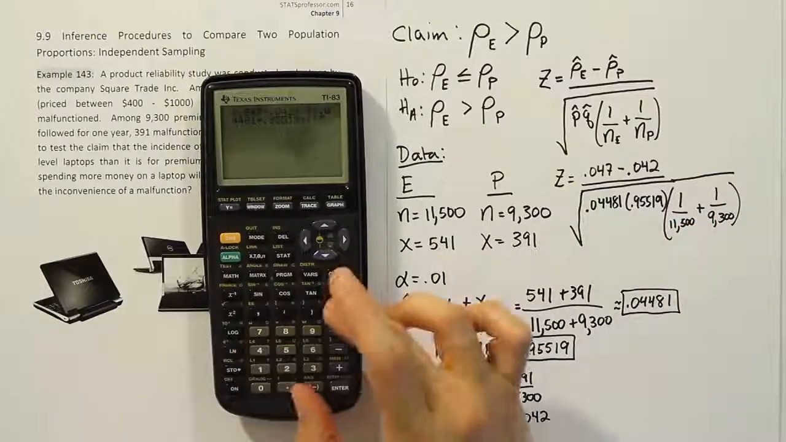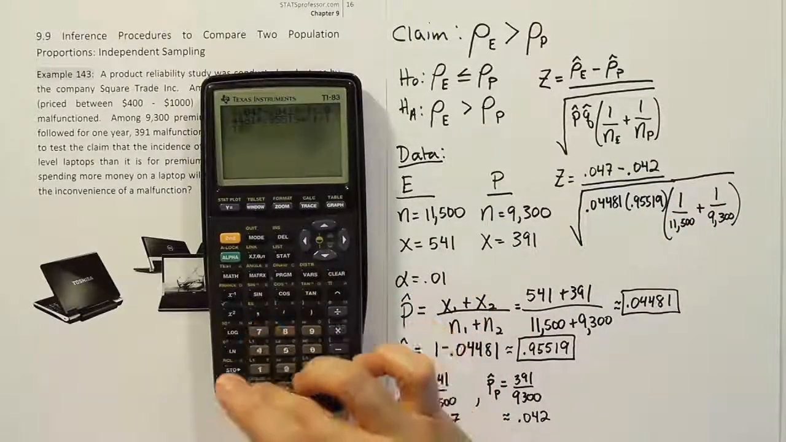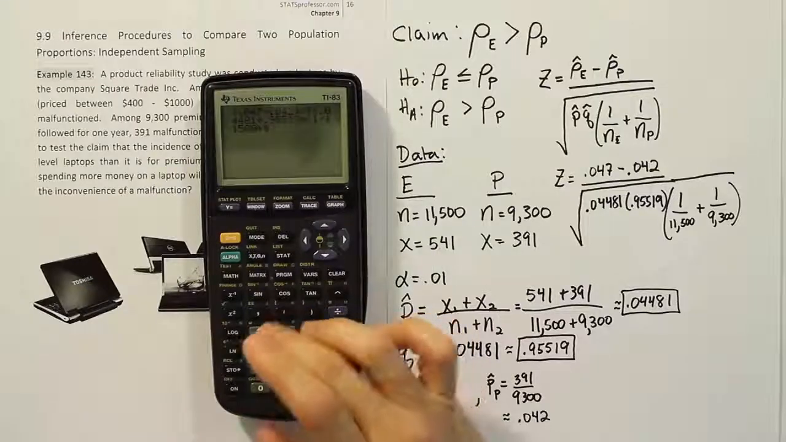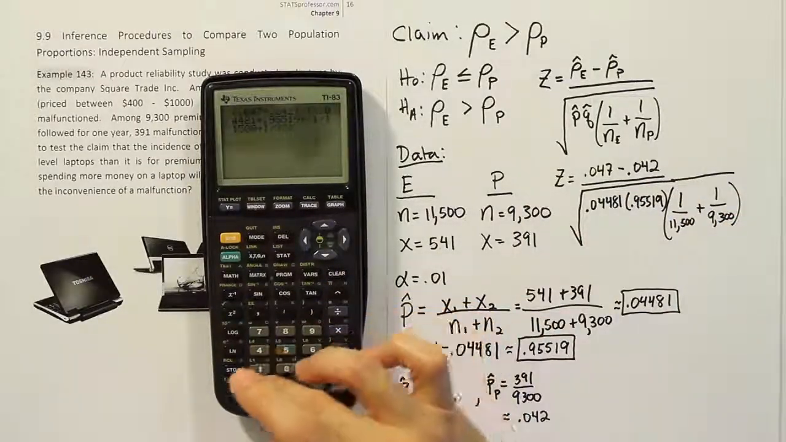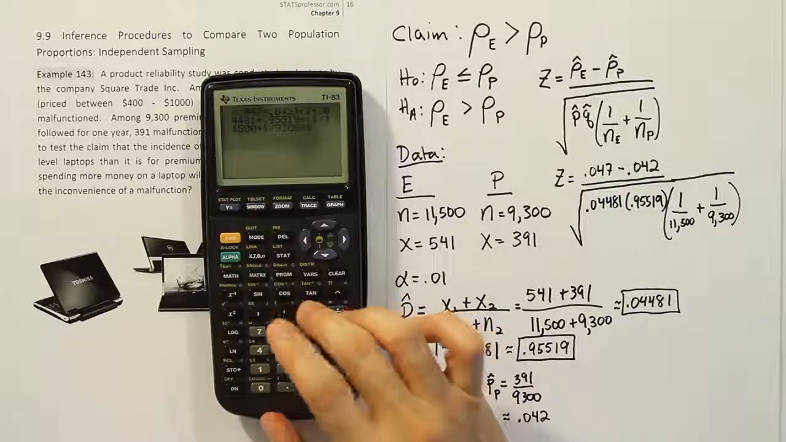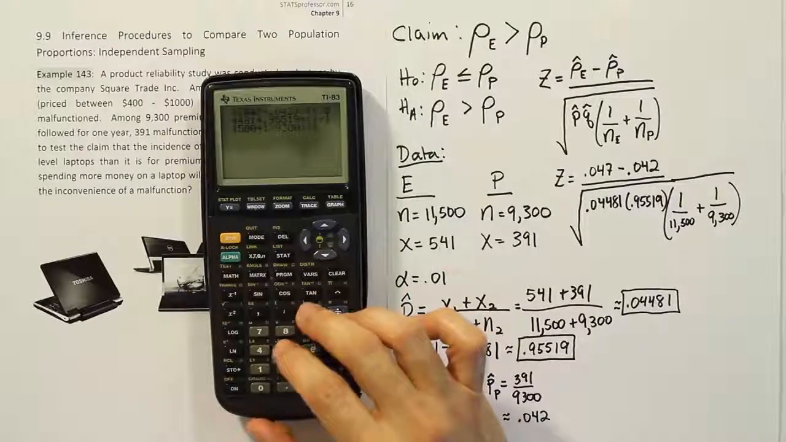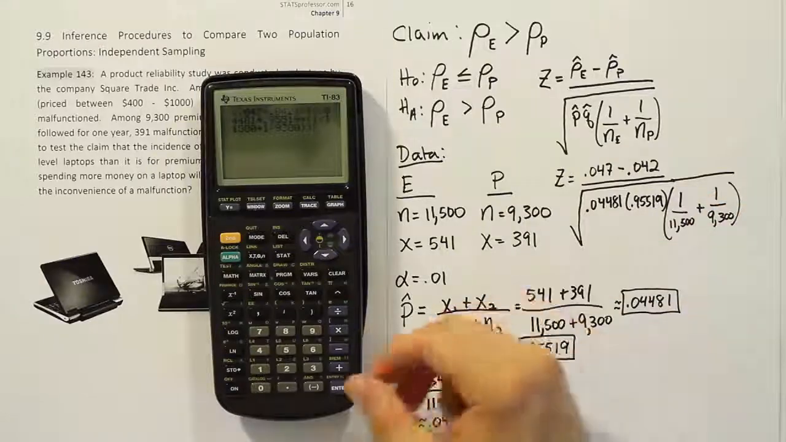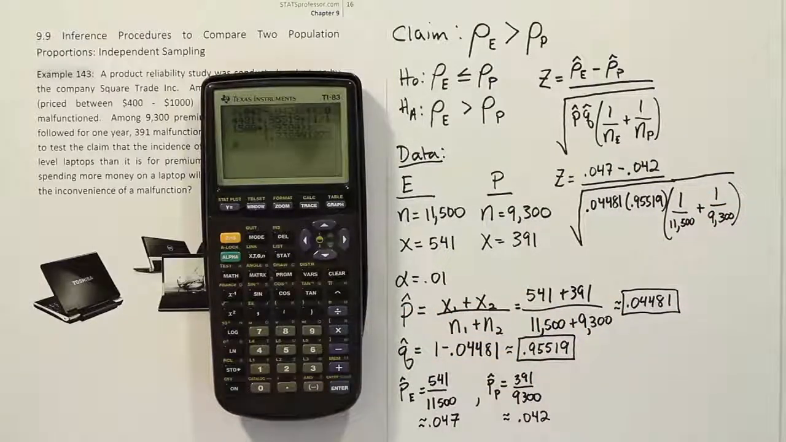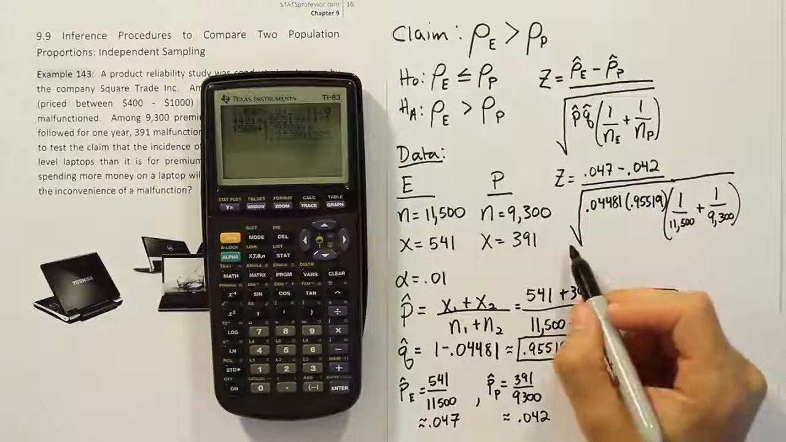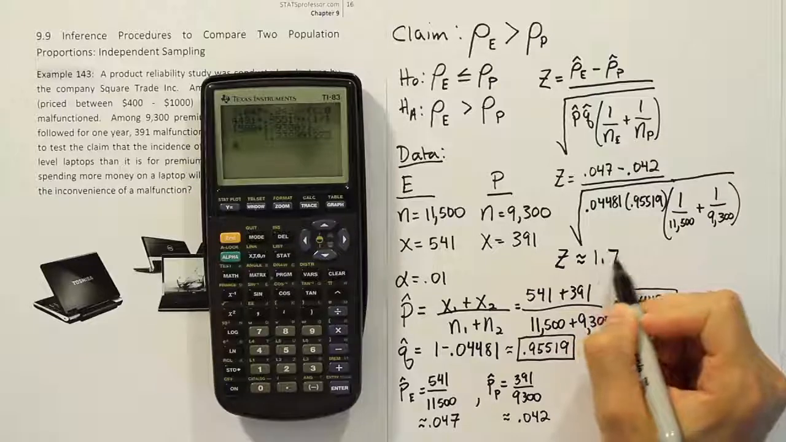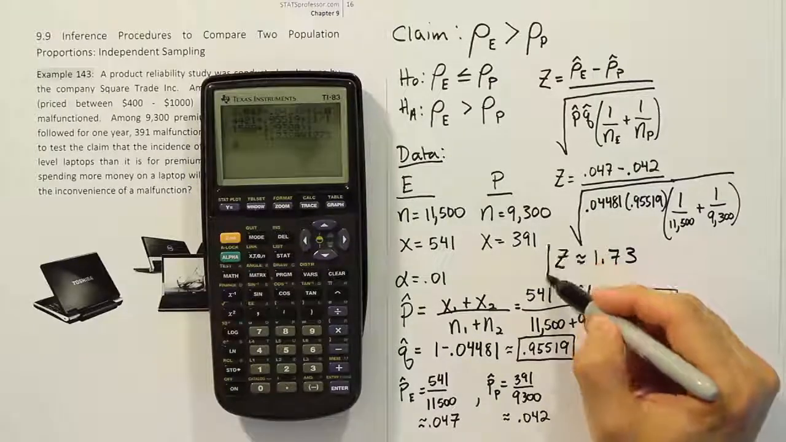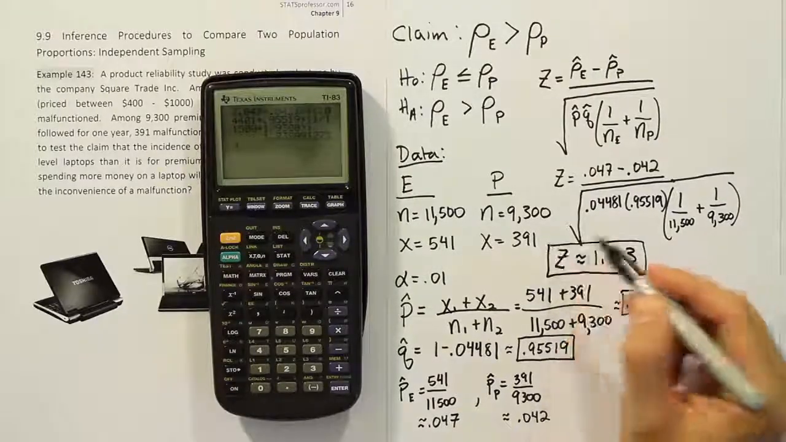So 1 divided by 11,500 plus 1 divided by 9,300. Close up that parenthesis and then put one more closed parenthesis for the end of the square root there. And when you hit enter, you get the answer 1.73. So our z test stat is approximately 1.73.